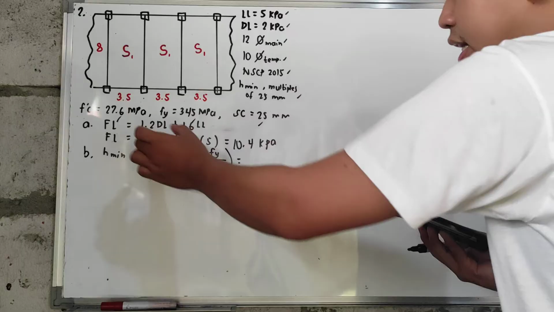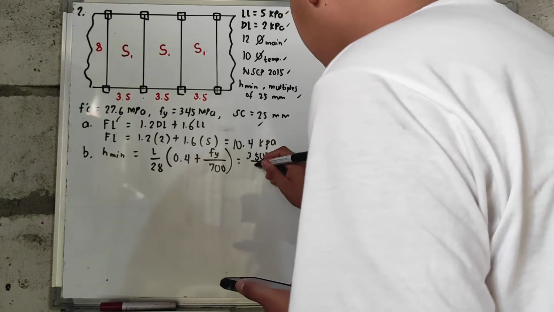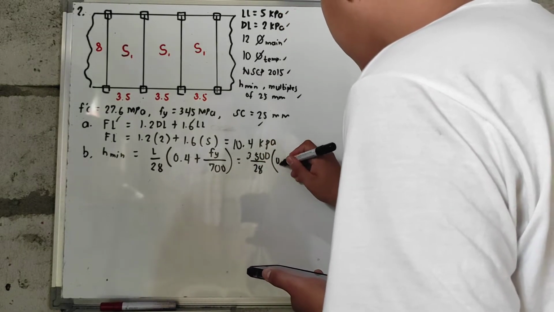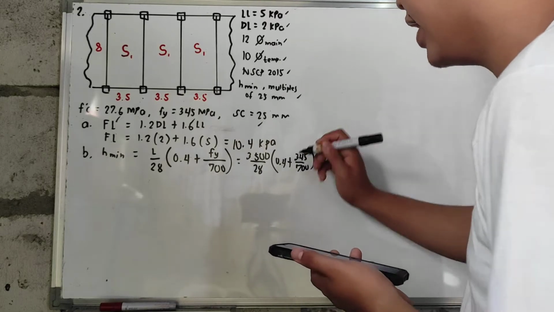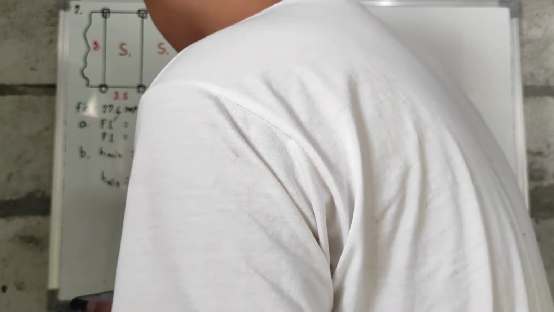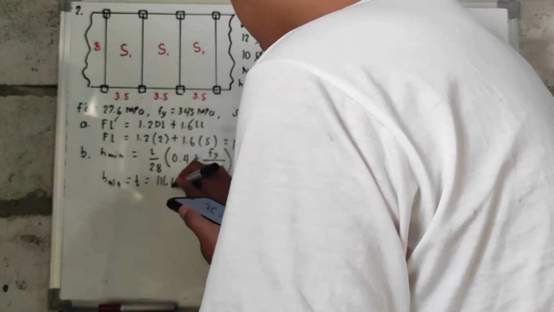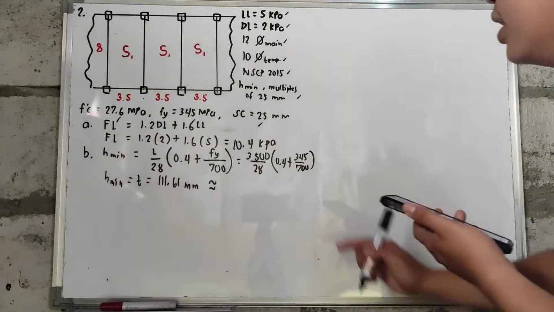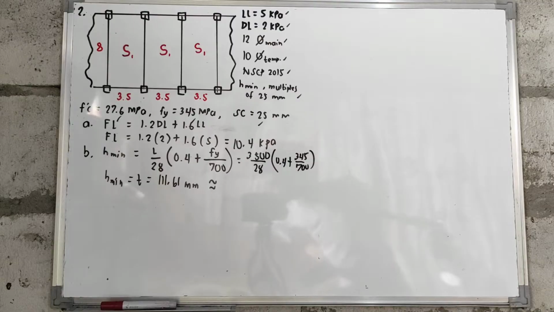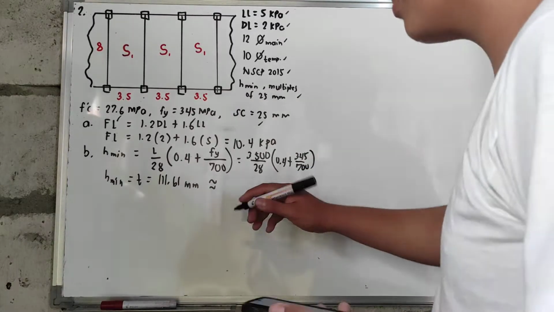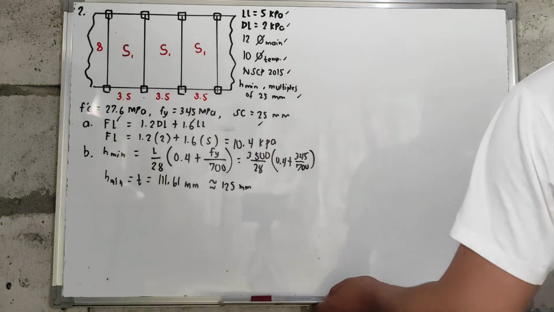So yung L natin dito na gagamitin, that is the clear span nung shorter span natin, which is equal to 3,500 over 28 multiplied by 0.4 plus yung fy natin, which is equal to 345 over 700. So the value of your h minimum or the value of your thickness is now equal to 111.61 mm. Kaso nga lang sabi dito, your h minimum must be multiples of 25. Since dimension tayo dito, we are going to round up our dimension. So round up natin yan, that will be 125 mm. So that will be the thickness of your slab.